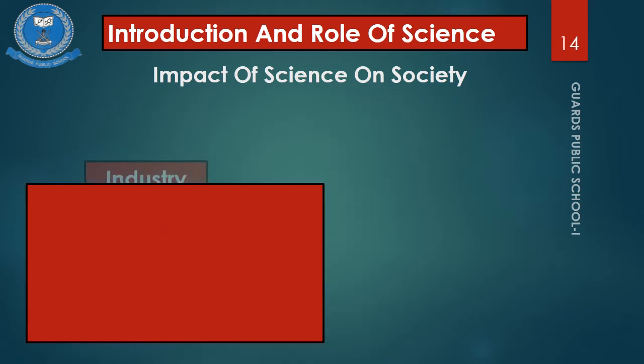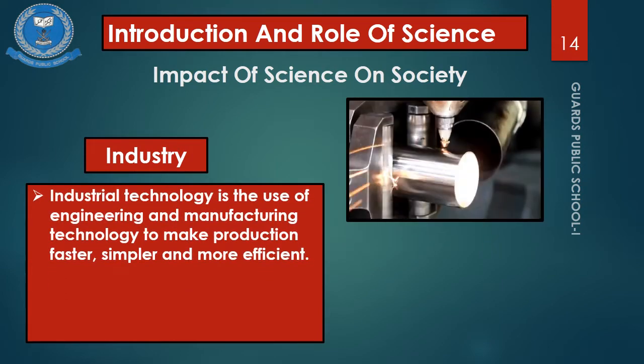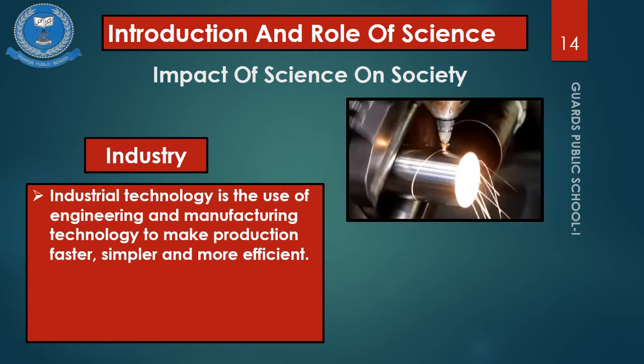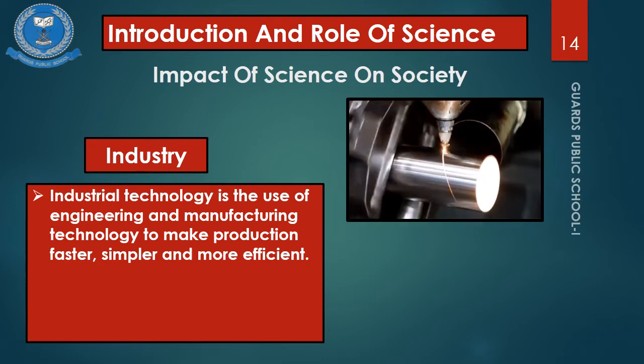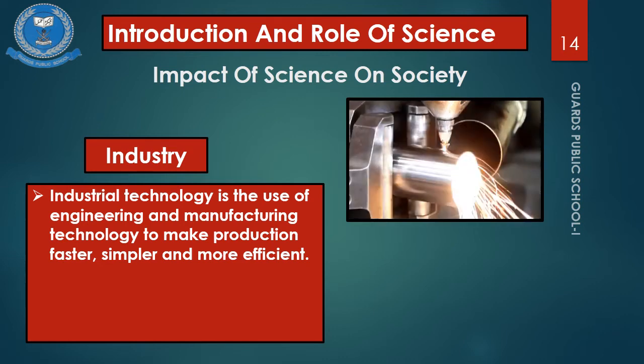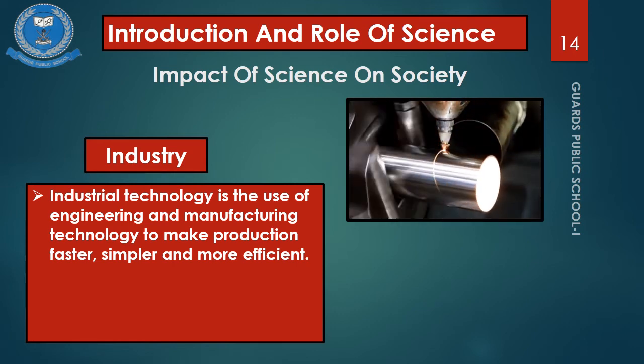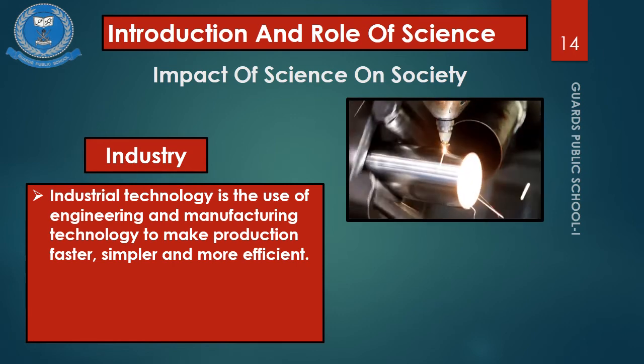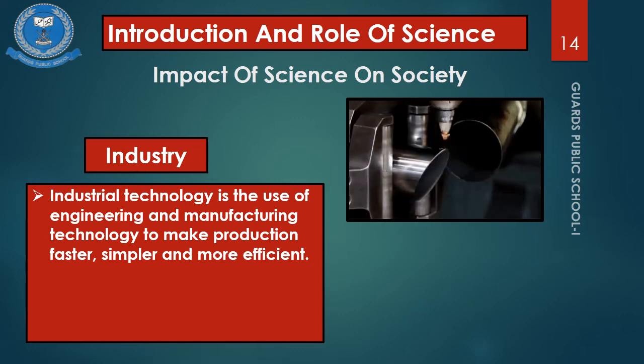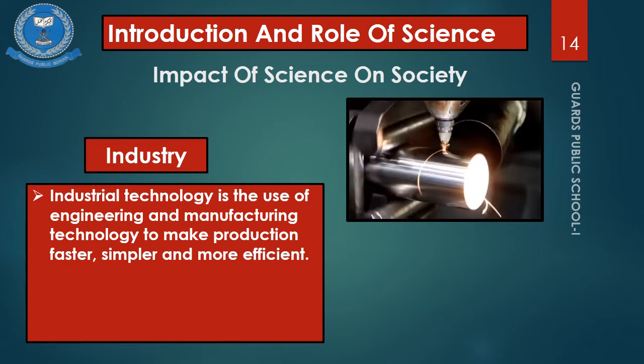Use of technology in industry. Industrial technology is the use of engineering and manufacturing technology to make production faster, simpler, and more efficient. Technology is employed in the manufacturing and synthesizing plants of industries for better, more profitable productivity.